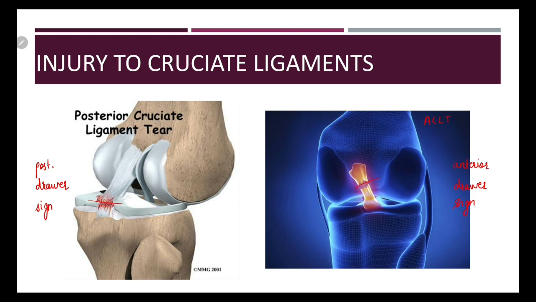So as you can see in the picture, here there is a posterior cruciate ligament tear and there will be posterior drawer sign. In this other picture, you can see the anterior cruciate ligament tear and there will be anterior drawer sign.